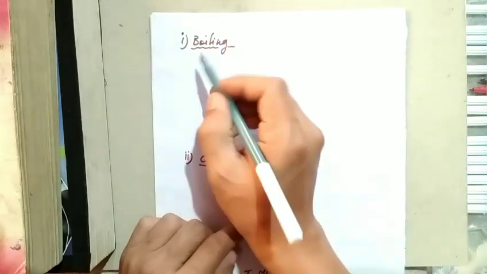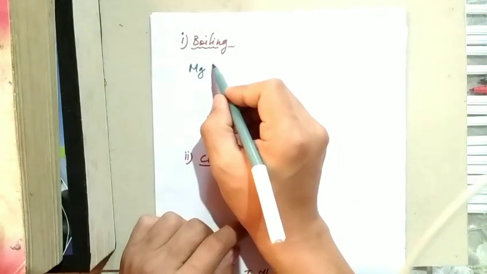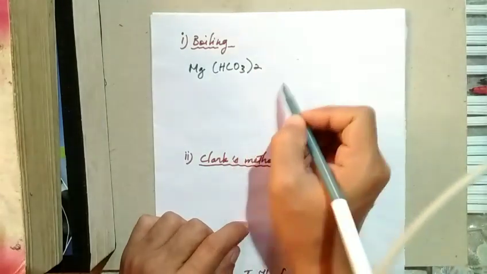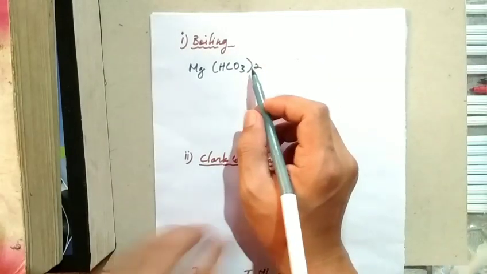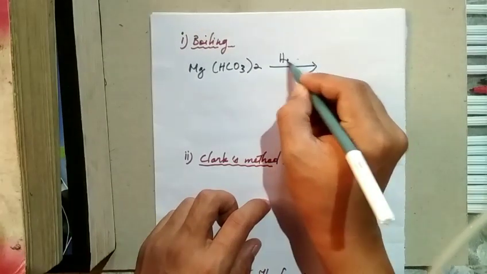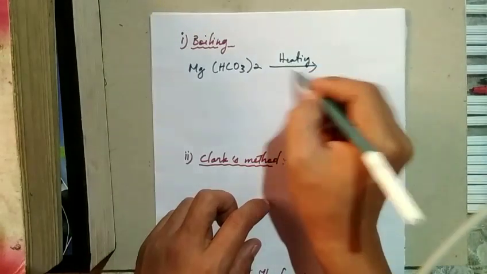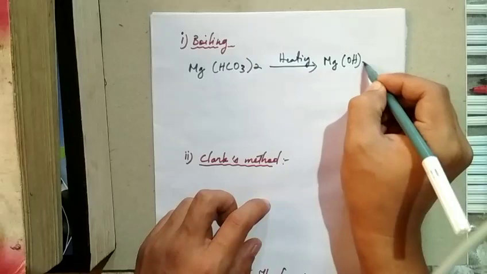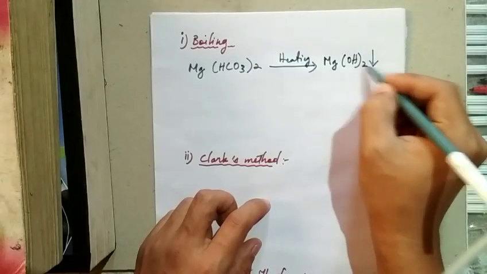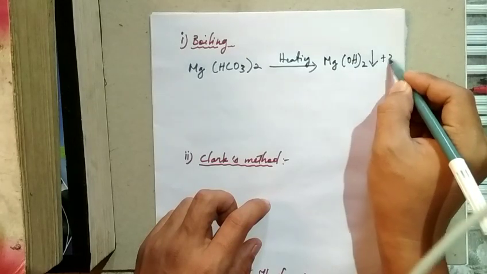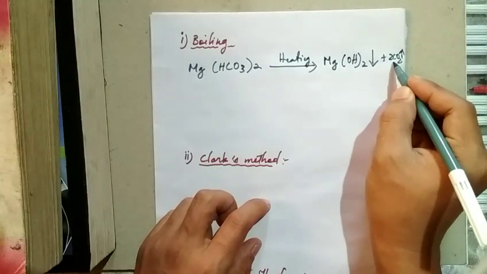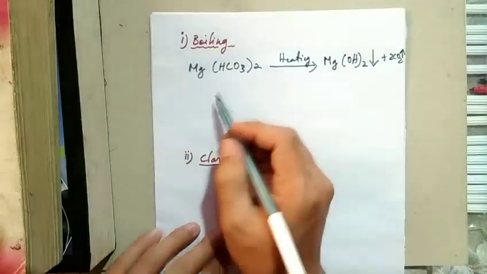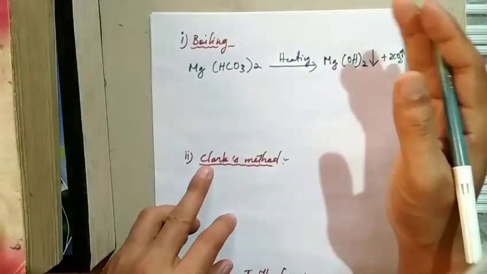First is by boiling. So let's see the example. Magnesium hydrogen carbonate, when we heat, or let's say boil, is converted to magnesium hydroxide. We get a precipitate and 2CO2. Carbon dioxide is evolved. Arrow pointing above means it is evolved, meaning released as a gas.